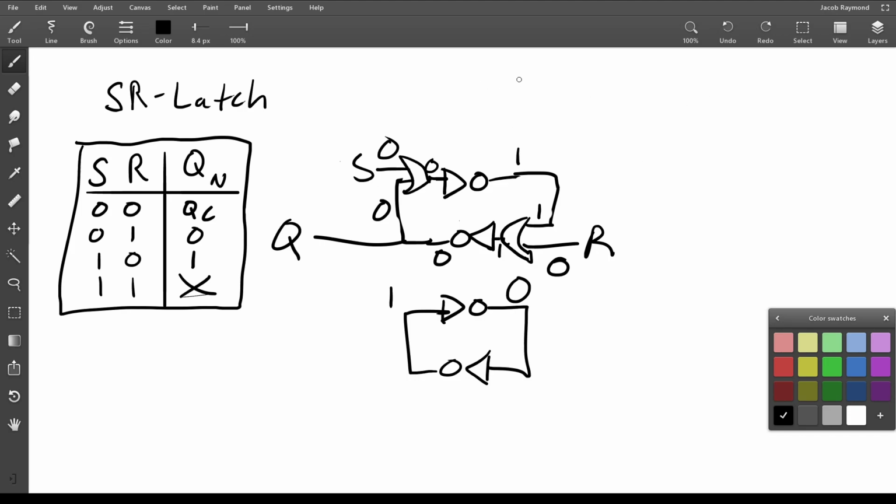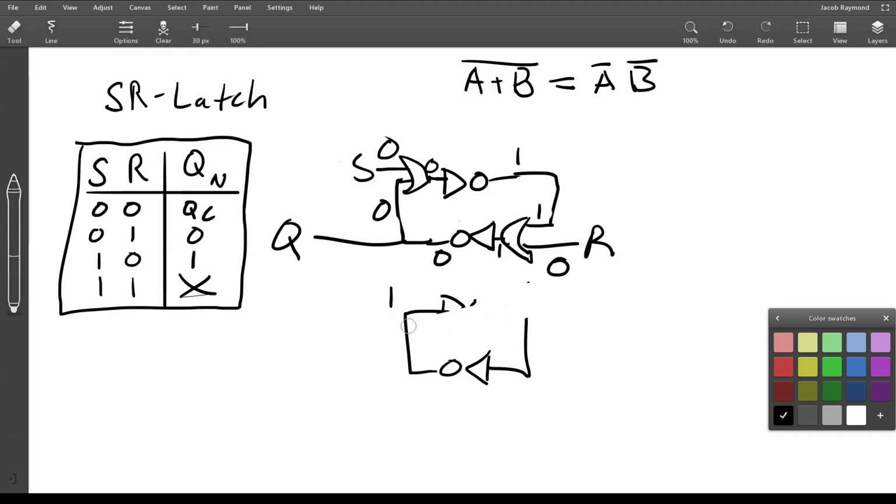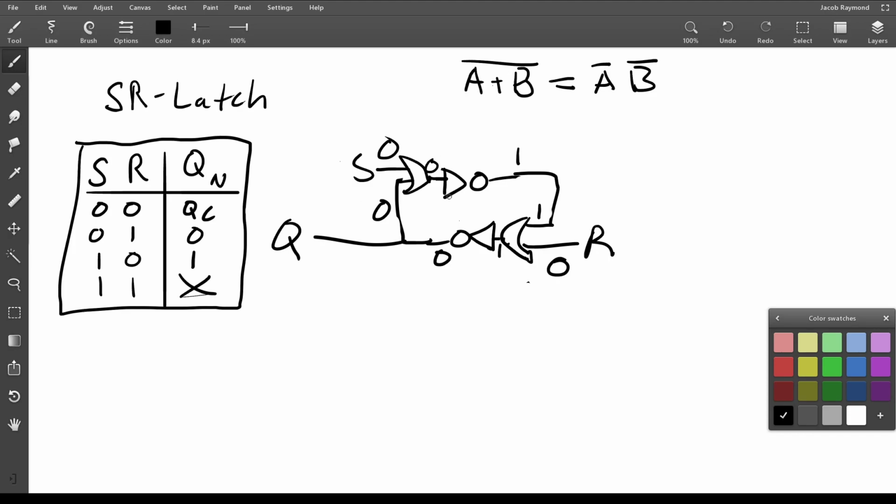So recall, here we have A or B inverted. So we have A or B with not on top. This is the same thing as not A and not B. That's De Morgan's law. So we can distribute the not, but we have to flip what operation we're doing. Instead of or, we have to do and. And so if I go ahead and do that, you'll see we get the second gate.